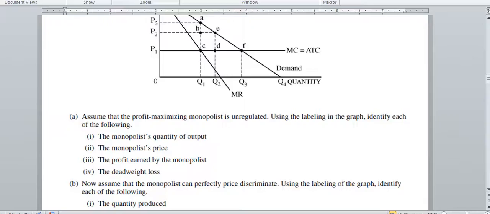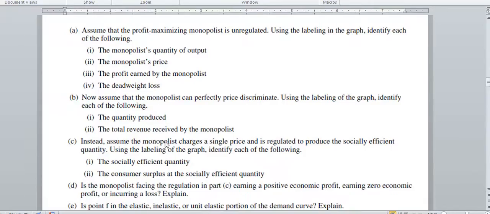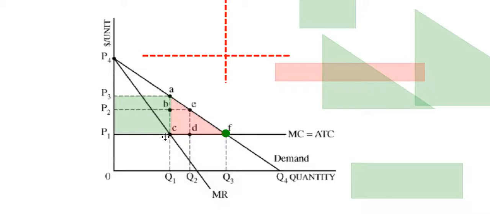So let's go on to part B. Now we're going to assume that the monopolist can perfectly price discriminate. And we talked about that in problem 1. Using the labeling of the graph, identify each of the following: quantity produced and total revenue received by the monopolist. Okay, so total, not profit, total revenue. Okay, so let's jump back over here.